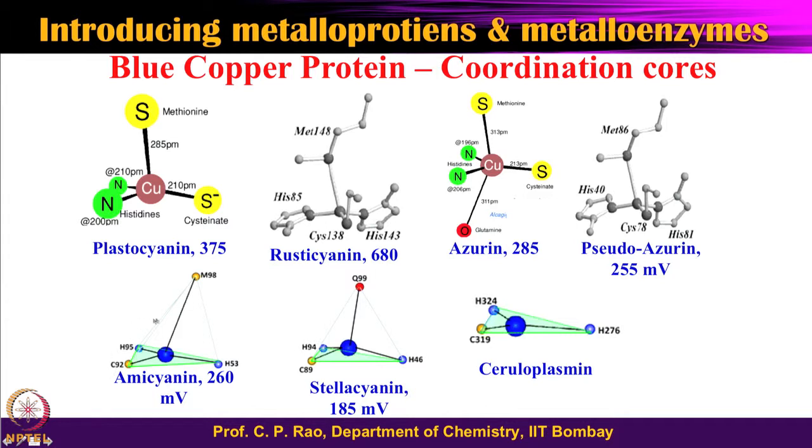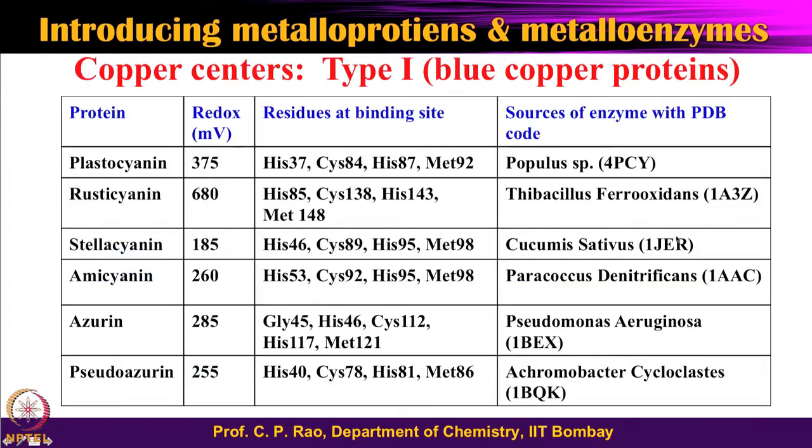You can see the highly distorted tetrahedral, also the highly distorted trigonal bipyramidal. Why highly distorted? You can see this S-Cu-S angle is a very, very acute angle. So, all these kinds of things are there. The same thing is shown here, showing which of the residues is binding.